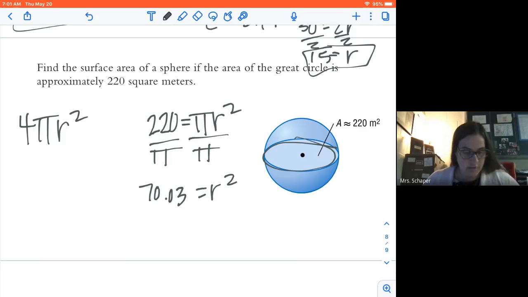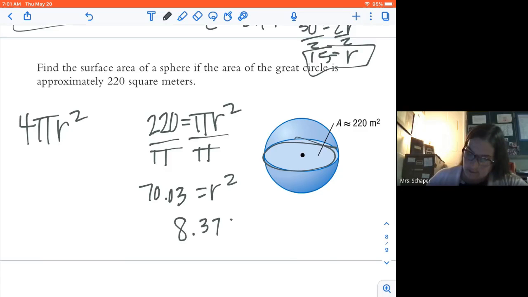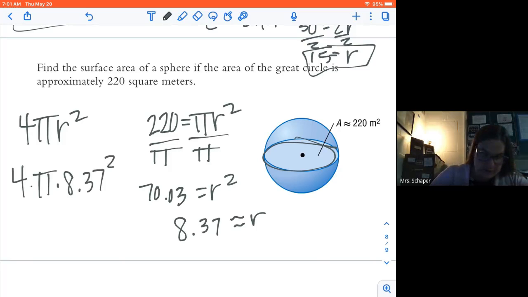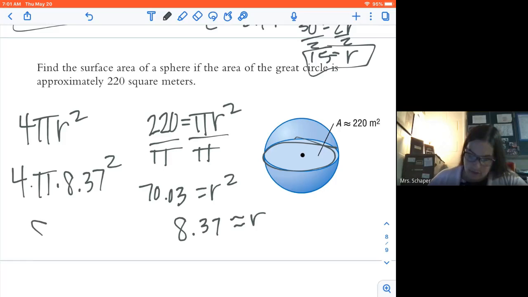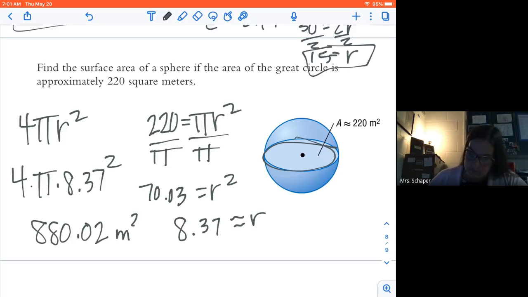Whoops, that didn't quite work on my calculator. I'm going to try this again. 70.03, and I'm going to get a radius of approximately 8.37. Now I'll put in my radius: 4 times pi times 8.37 squared. I'll square this, multiply by pi, and multiply by 4. It's going to be 880.02 meters squared.